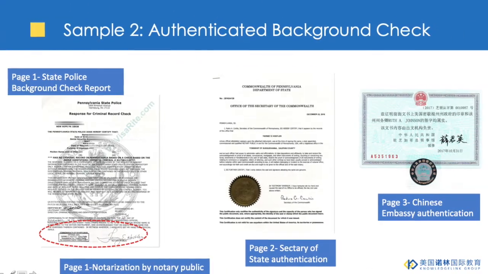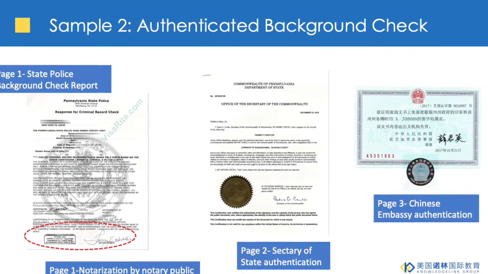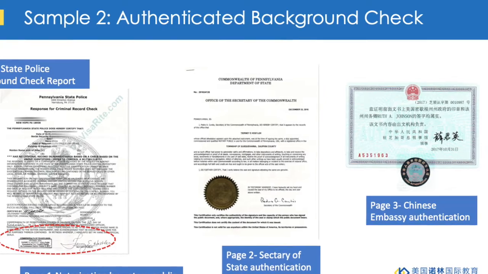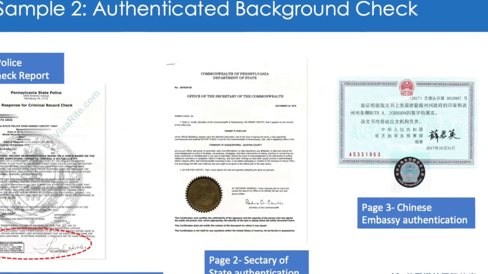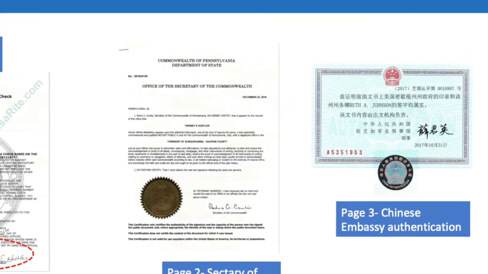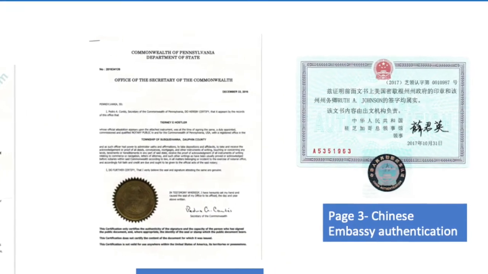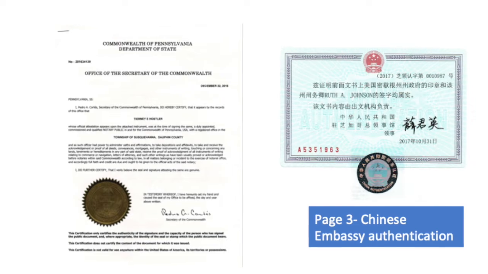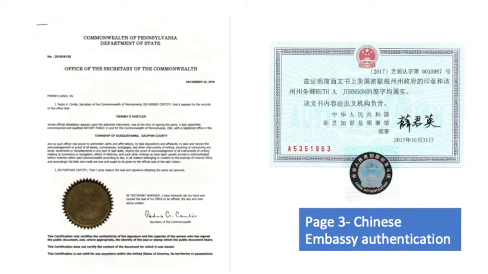Here is another sample, which is the authenticated background check. First, you will apply for a background check from the local police department. Have it notarized by a notary public. Then further authenticated by the Secretary of State, and finally by the Chinese Embassy.